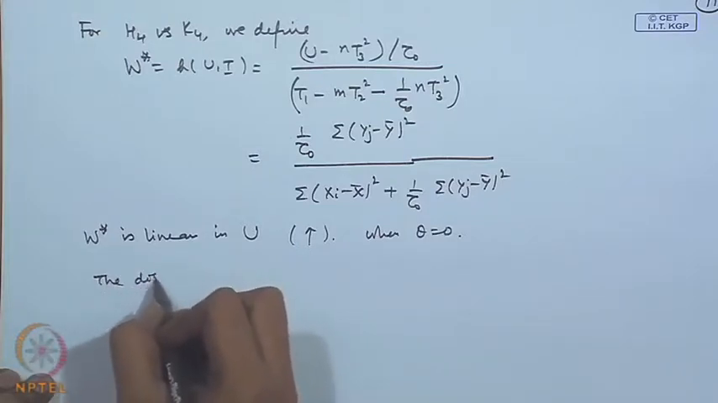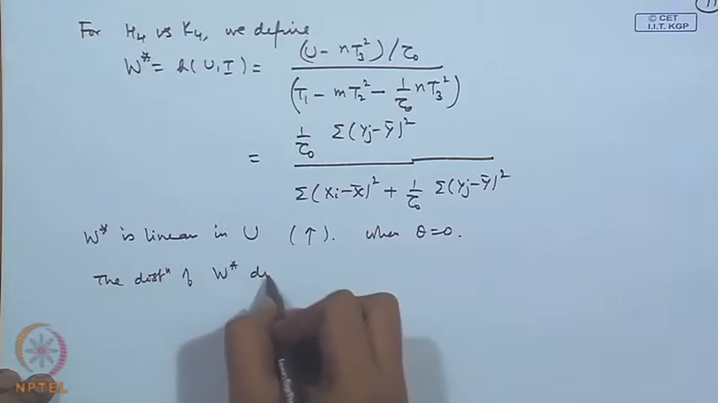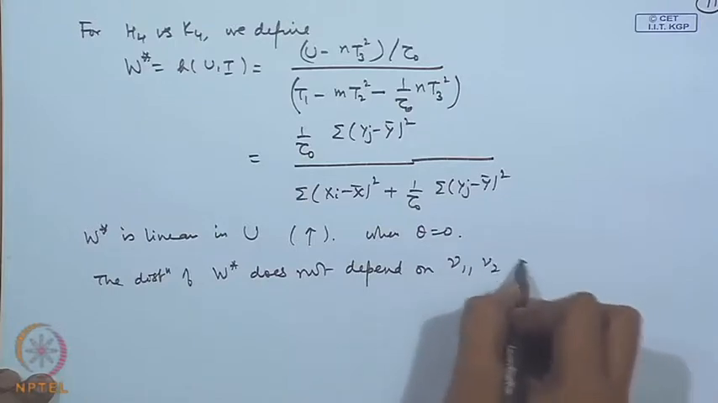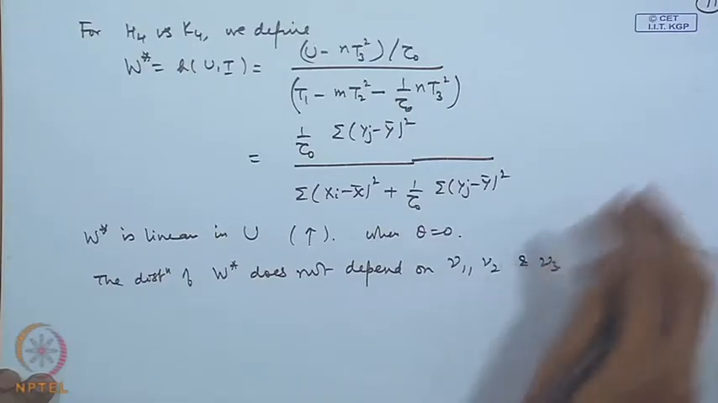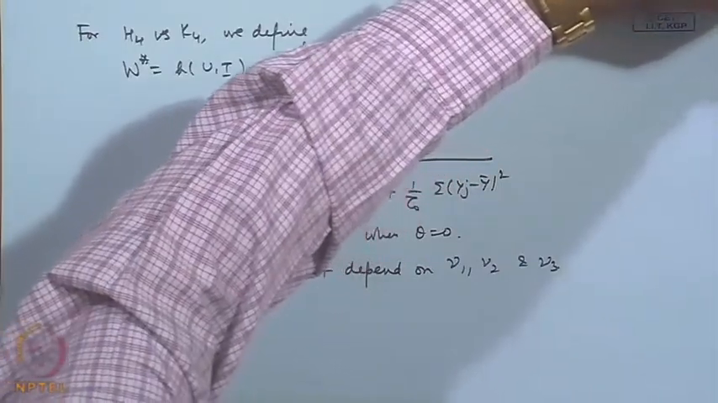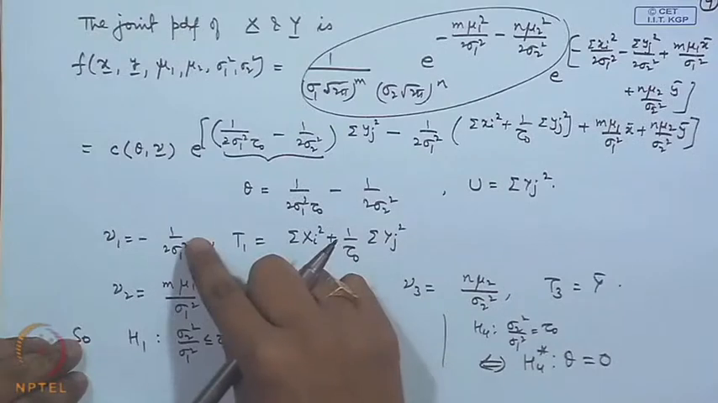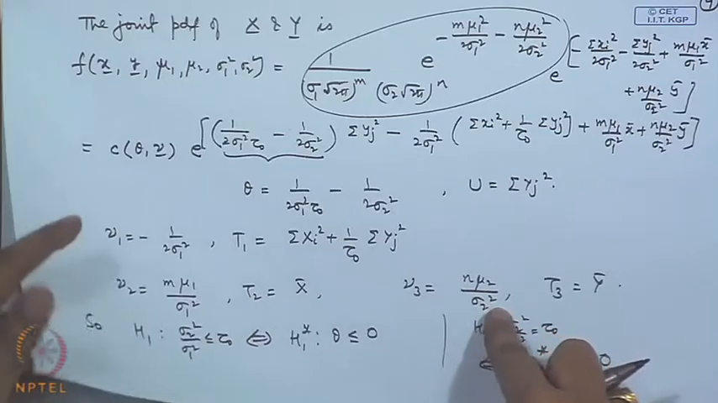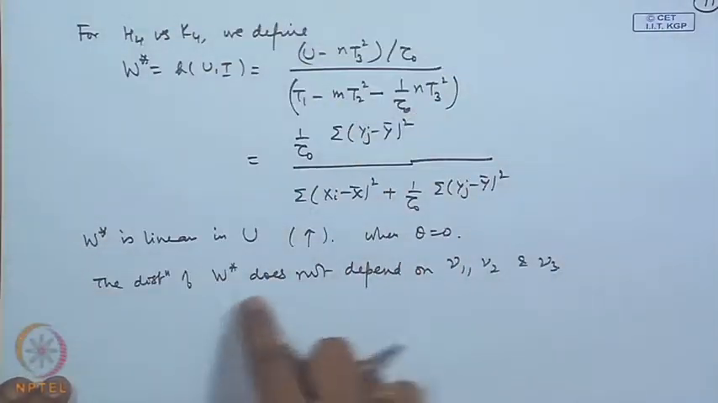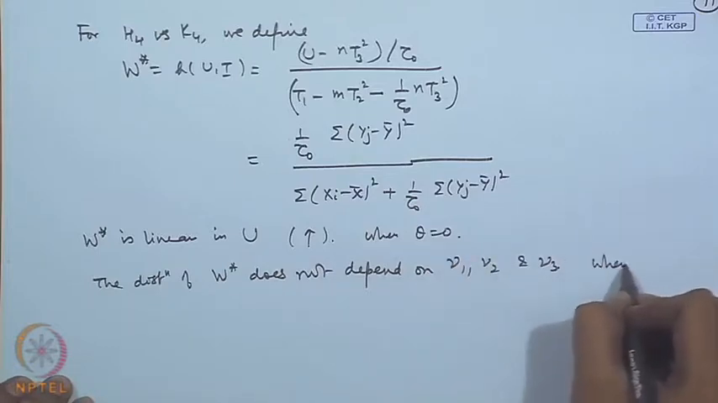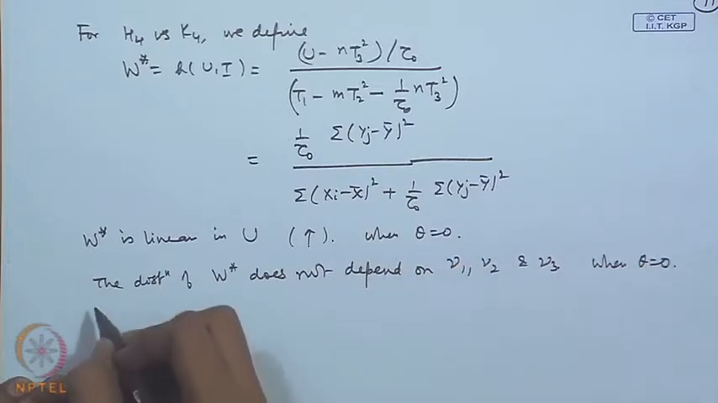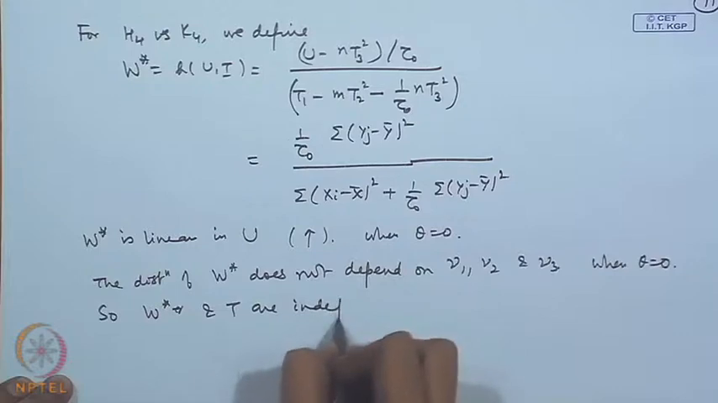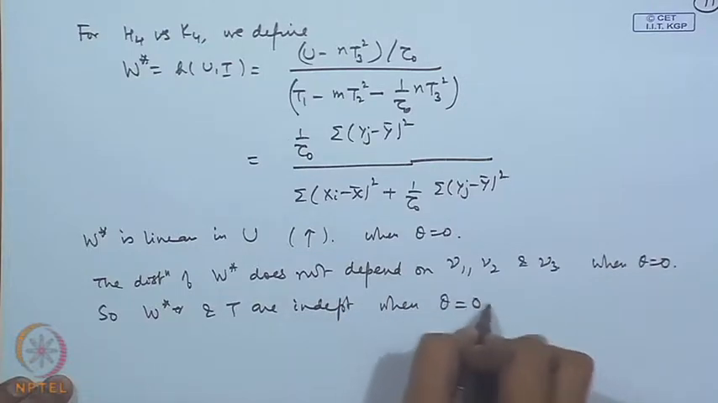The distribution of W star does not depend on nu 1, nu 2 and nu 3. The parameters that I defined when I wrote in this particular fashion: nu 1 was minus 1 by 2 sigma 1 square, nu 2 was this, and nu 3 was n mu 2 by sigma 2 square. So, that is true here, that the distribution of this does not depend on these when theta is equal to 0. So, W star and T are independent when theta is equal to 0.